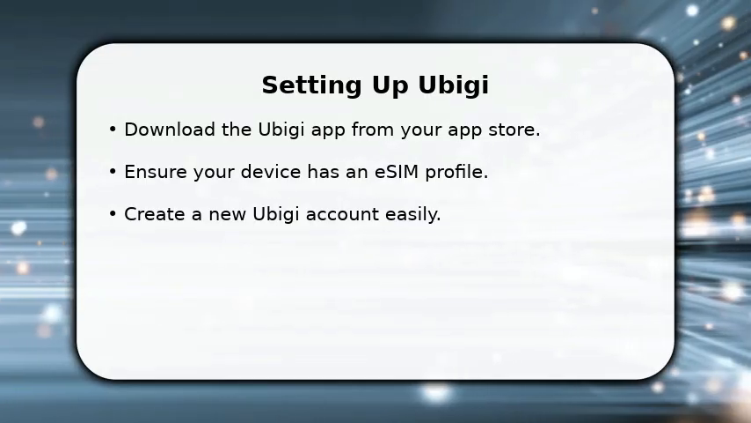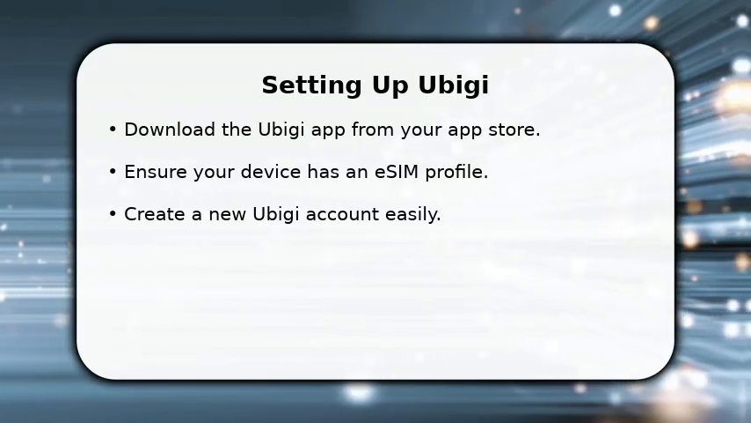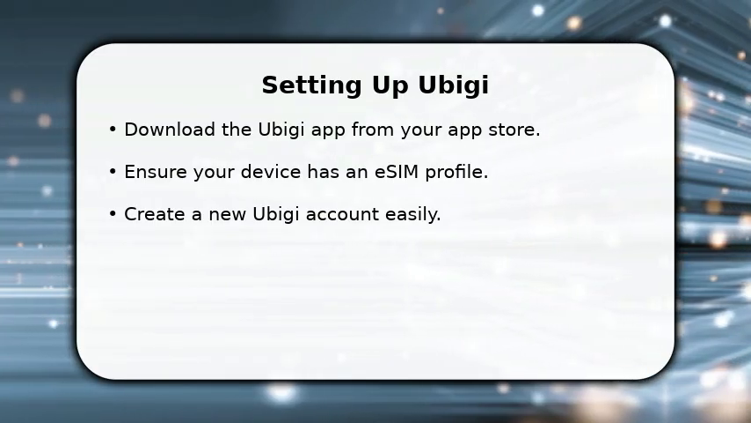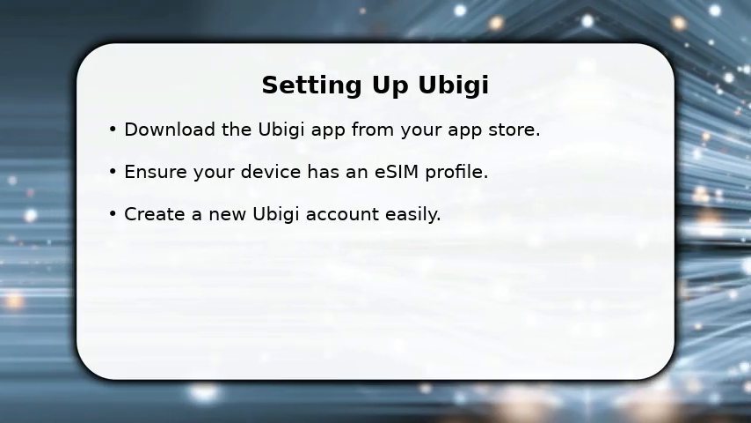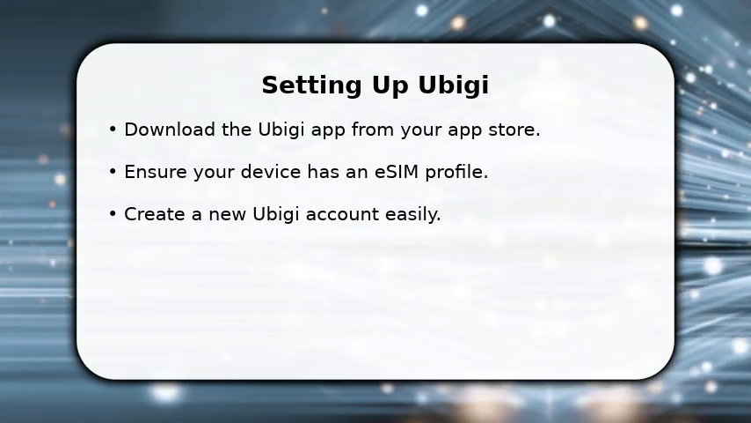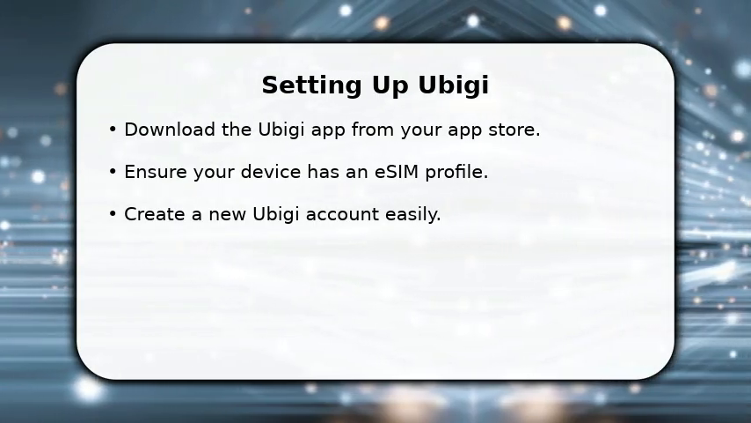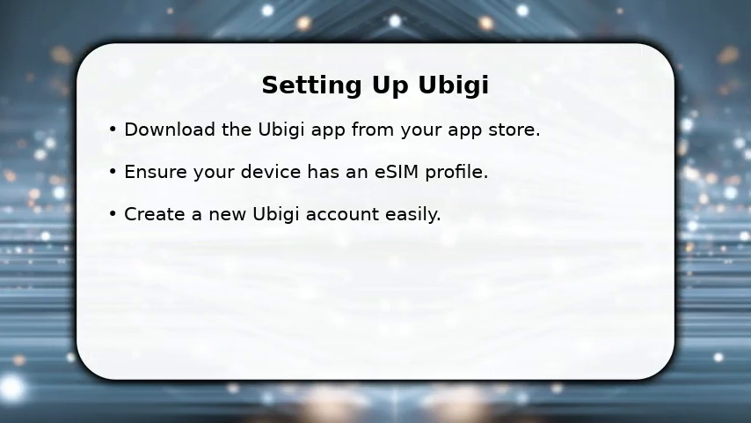In this video, I will explain how to set up Ubiquiti. First, download the Ubiquiti app from your device's app store. Make sure your smartphone or tablet supports eSIM technology before proceeding. Once downloaded, open the app and create your new Ubiquiti account. This initial step is quick and easy, getting you ready for seamless global connectivity. You'll just need a few basic details to get started.